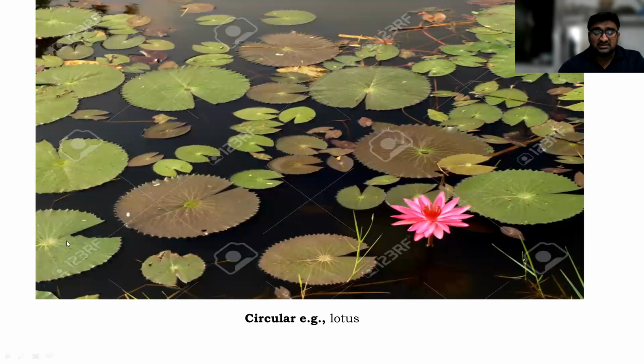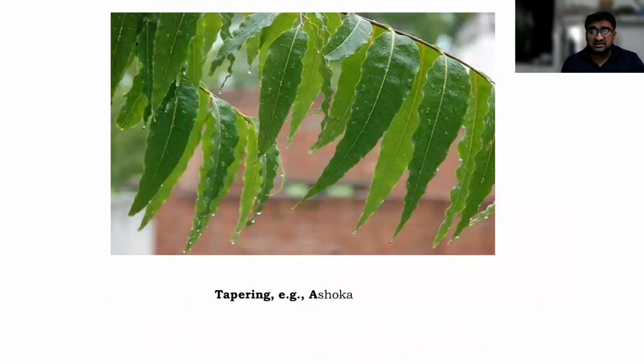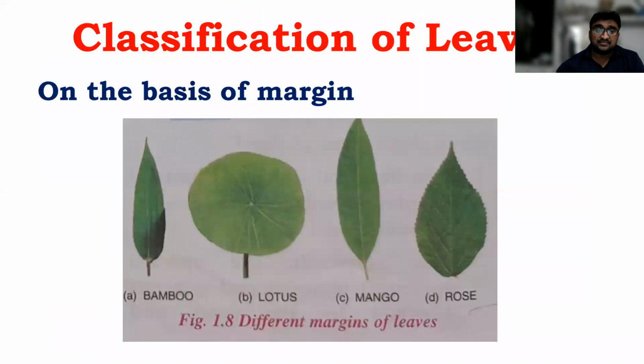So in this way, there are different types of leaves according to the shape. Now you can see the diagram. These are the leaves of lotus plants, and they have a circular shape. So these are the circular shaped leaves. One more example is the leaves of the Ashoka plant. The leaves of Ashoka plants have tapering ends. The ends unite together. Such leaves are known as tapering ends.